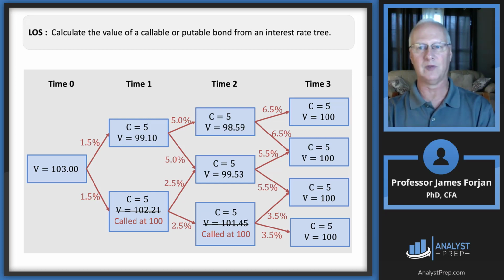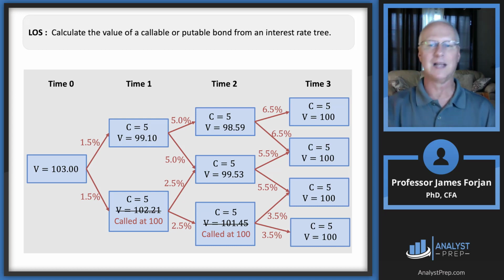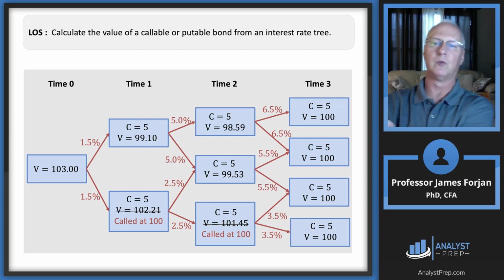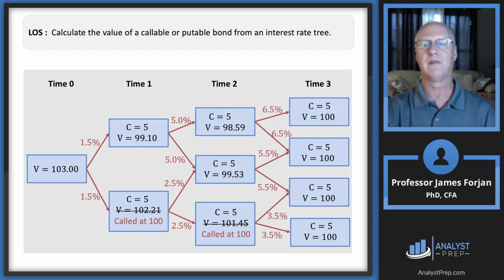So look out at time period 3. There's the 5% coupon, right? So there's the $5 and there's the par value 100. So that's the same out in time period 3, which is the maturity date of the bond. So we take present values, we're backwardly inducting. We take present values using those rates given to us in the tree, 6.5, 5.5, and 3.5, and we get a value.